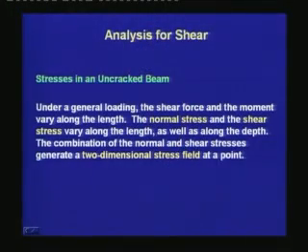If I look at a particular section, the shear stress varies along the depth as well as the flexural stress. Thus, if we look at the variation of the shear or the flexural stress point by point, it varies along the span as well as along the depth. The combination of the normal and shear stresses generates a two-dimensional stress field at a point.